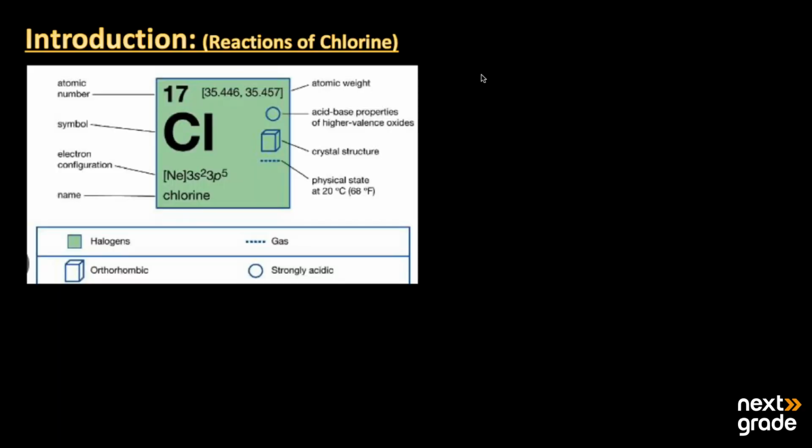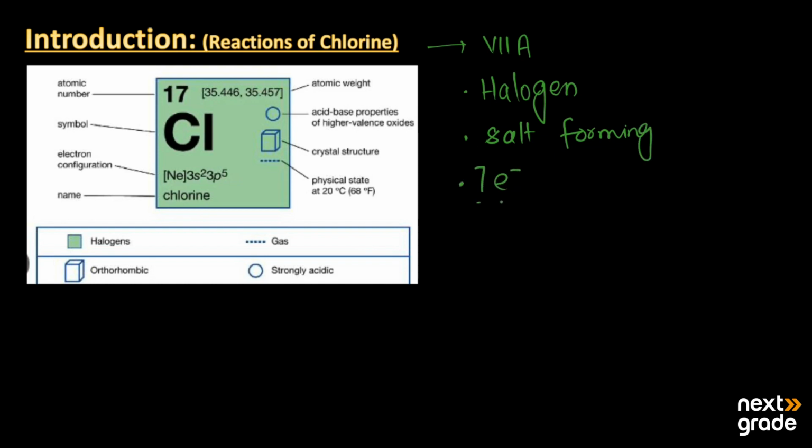So, the topic we are going to discuss here is the reactions of chlorine in detail. Basically, chlorine belongs to group 7A, and the group 7A elements are called halogens. The word halogens means salt forming, and they all contain 7 electrons in their valence shell, and they require one more electron to complete their octet or to gain stability.